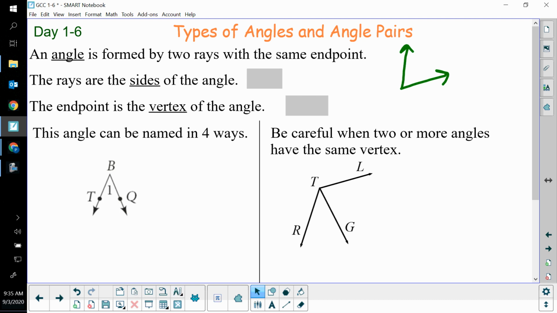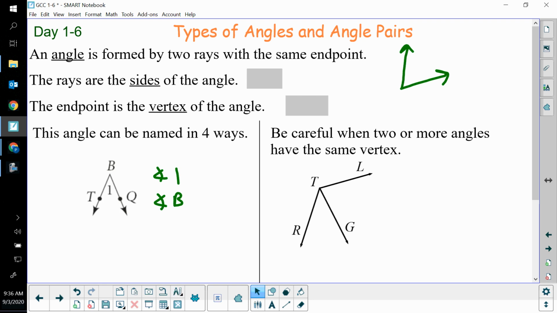Whereas the endpoints are the vertex. So the corner point of the angle where it's pointy, that is what's called the vertex of the angle. You can kind of think of it makes a V there in a lot of angles. So therefore, it's the vertex. Naming an angle. So sometimes an angle will be numbered. So this angle here we could call angle 1. If there's only one angle going on at the vertex, so our vertex here is B, then you can name it with a single letter. So we could call this angle B.